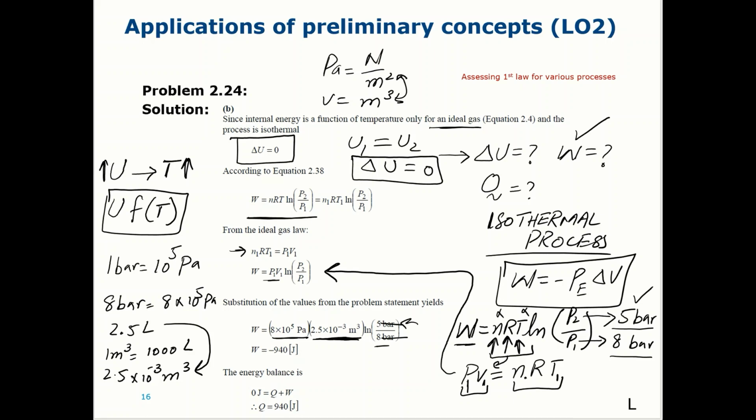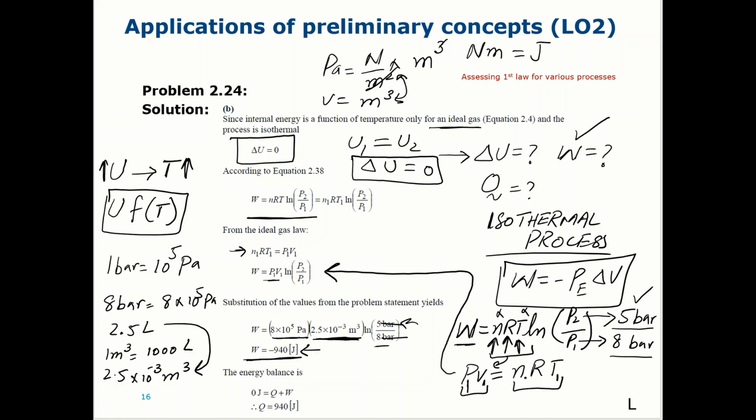Pascal is Newton per meter squared, and this is cubic meters. So if we multiply this with cubic meters, this becomes Newton meter, and Newton meter is equal to joule. That's why we get a joule here, right? So this is how you calculate work done in case when you have an ideal gas, right?